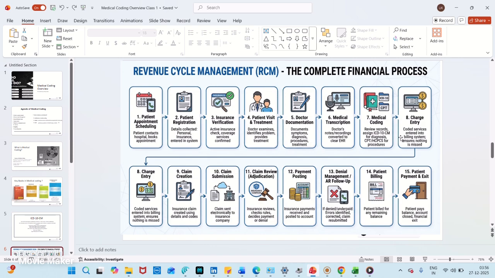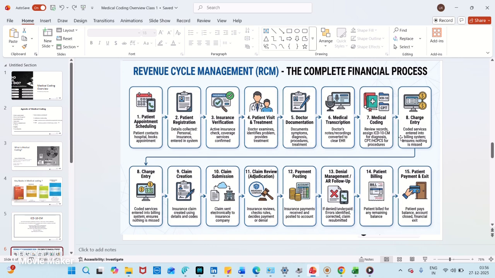So, how does it work in the USA? The patient visits the hospital and treatment is provided. The patient does not pay the full payment immediately. Instead, the hospital sends the bills to the insurance company. Insurance receives the services, and payment is sent to the hospital later.